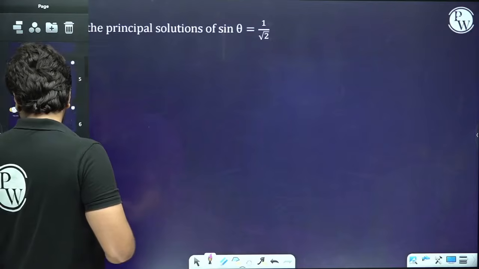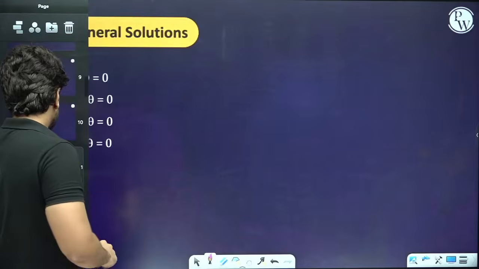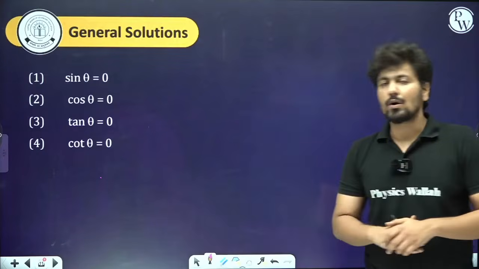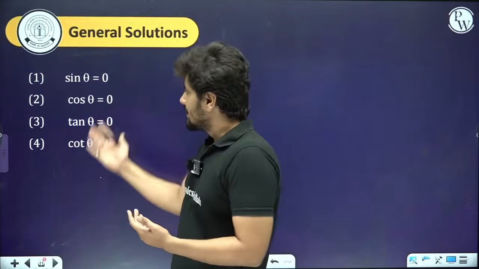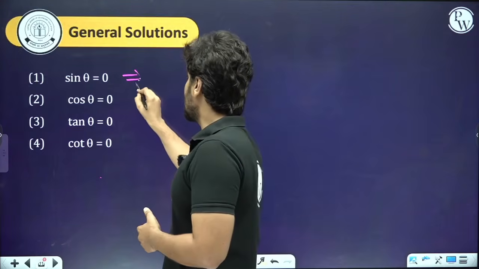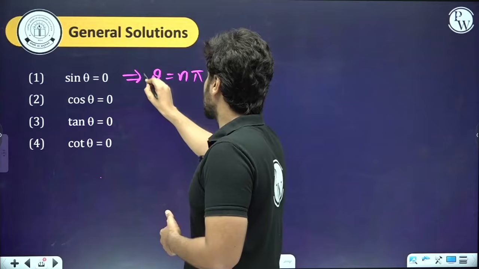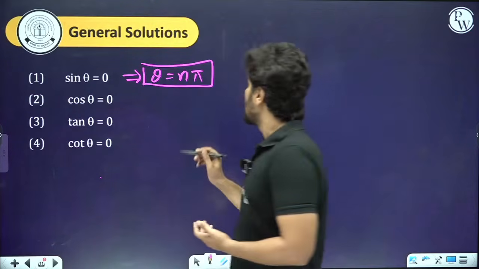So first of all, let's start with some basic. Sin theta is equal to 0, cos theta is equal to 0, tan theta is equal to 0, and cot theta is equal to 0. What are the solutions of these trigonometric equation? So sin theta is equal to 0. Here theta is equal to n pi, where n is any integer, where n belongs to integer.